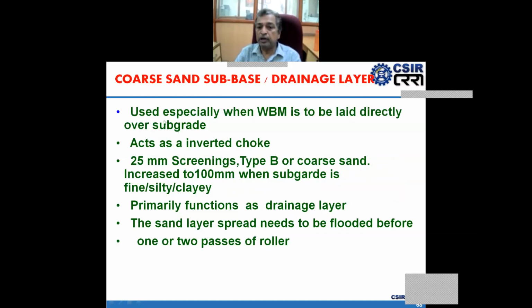It is used especially when WBM is to be laid directly over the subgrade. It acts as an inverted filter. A 25 mm screening type B or sand is increased to 100 mm when the subgrade is fine silt or clay. It primarily functions as a drainage layer. The sand layer spread needs to be flooded before one or two passes of the roller. So after applying this layer, we have to saturate these materials before rolling. Saturation means we have to flood these materials.